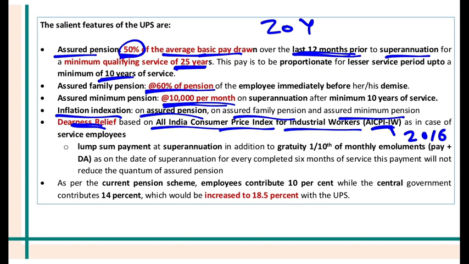So that will be calculated using CPI-IW, and 10% you will contribute just like NPS, but the government share will not be 14%. They have increased it to 18.5%. So all these things you should know about the Unified Pension Scheme.